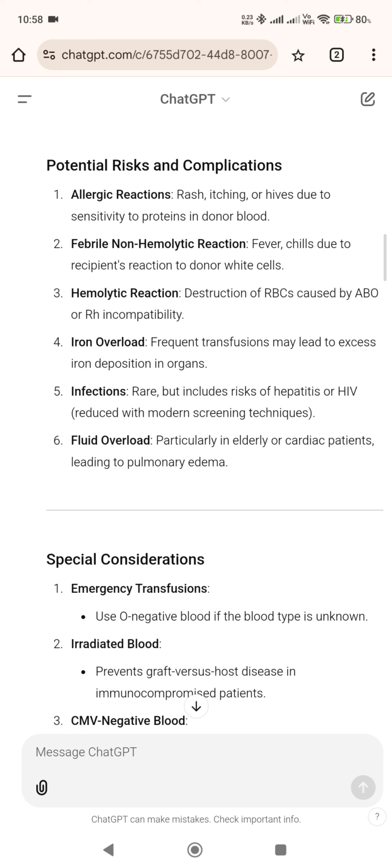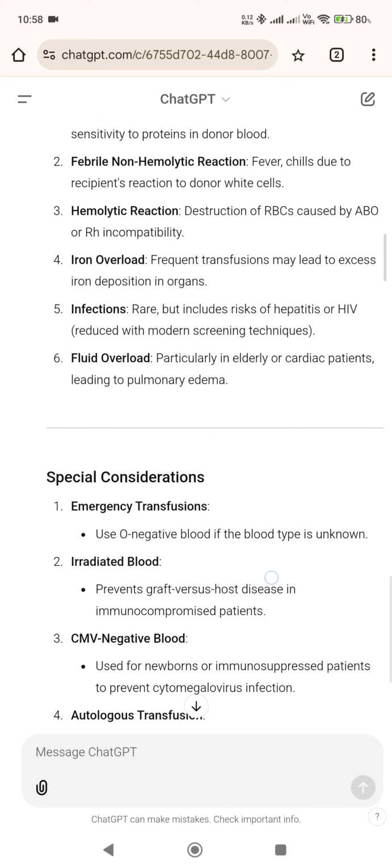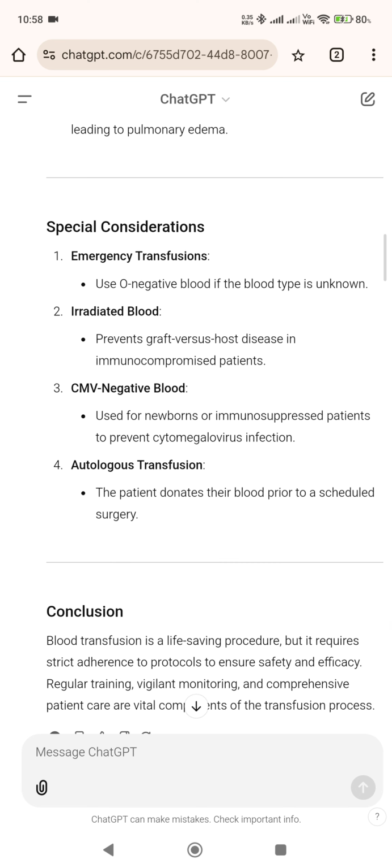Special considerations. 1. Emergency transfusions: use O-negative blood if the blood type is unknown. 2. Irradiated blood: prevents graft versus host disease in immunocompromised patients. 3. CMV-negative blood: used for newborns or immunosuppressed patients to prevent cytomegalovirus infection. 4. Autologous transfusion: the patient donates their blood prior to a scheduled surgery.